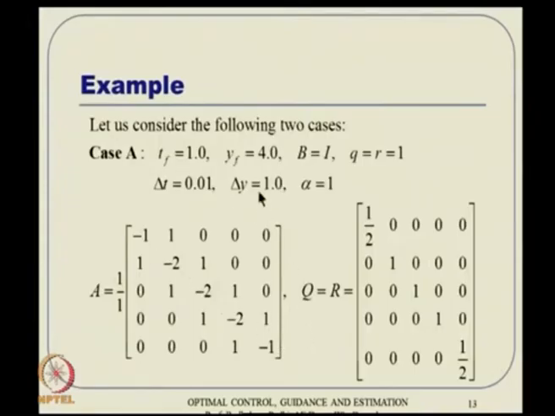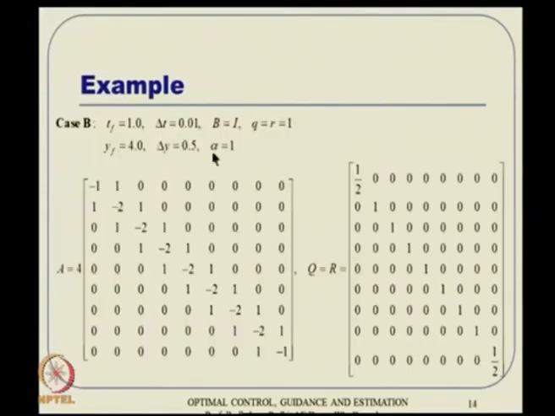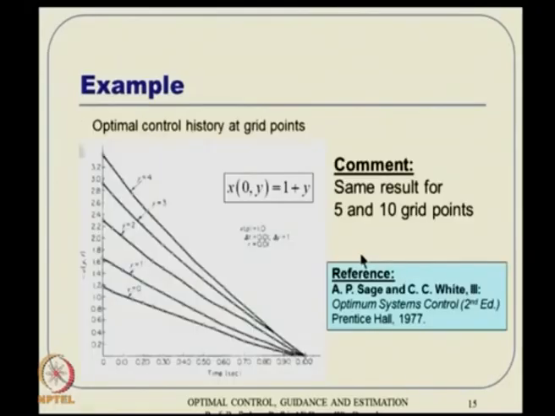So, here the delta y is 1 and there the delta y is 0.5, okay. Now let us see what difference you get really. Surprisingly, there is no difference, either you take 5 grid points or 10 grid points, it does not matter. These results are taken from this particular book; some of the concepts in this lecture I have taken from this book.